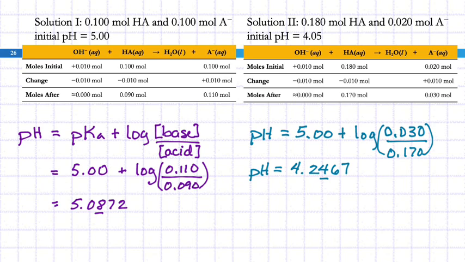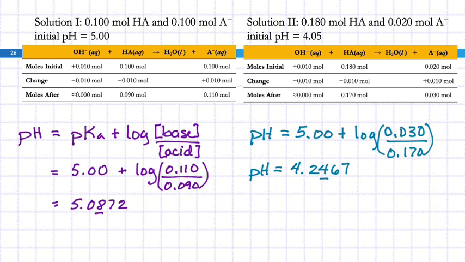That's a great question. The pKa for this one is still 5. The reason the initial pH is different is because we're not starting with equal amounts of acid and base. So if we plug these values into this equation, we will get 4.05. Great question.